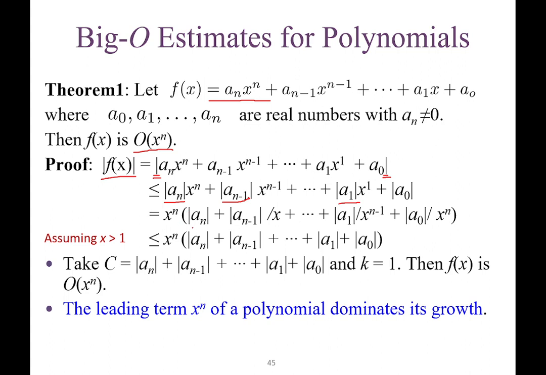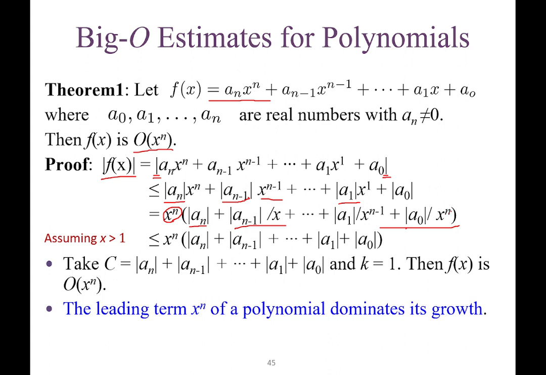Okay, next step, we can extract the common part x to the power of n from each term. For the first term, there are no x terms. For the second term, once we extract x to the power of n, we need to divide by x, because x to the power of n divided by x equals x to the power of n minus 1. So when we extract x to the power of n, the last term will be a0 divided by x to the power of n.